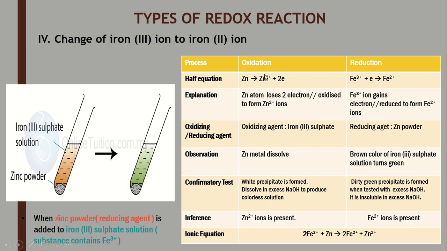So oxidation number dia dah increase from kosong jadi 2 plus. So di sini bermakna dia proses oxidation. So it lose 2 electron. Kenapa 2 electron? Because 2 plus. Okay. So in other words, we can say zinc atom loses 2 electron to form zinc ions. Ataupun in other words, we can say oxidized. Okay. So di sini iron 3 sulfate automatically will act as an oxidizing agent.